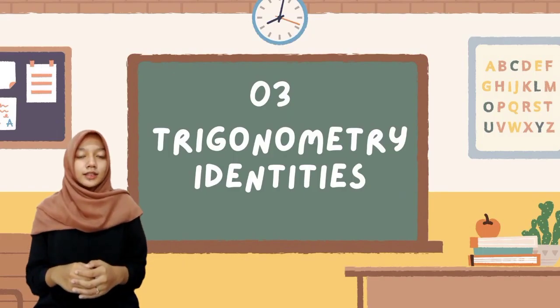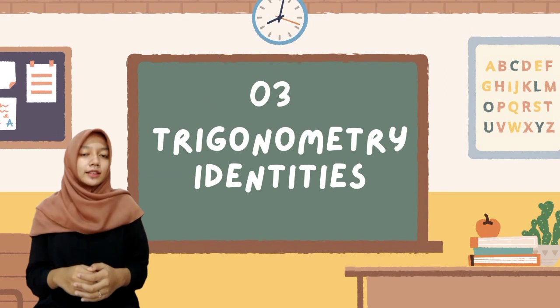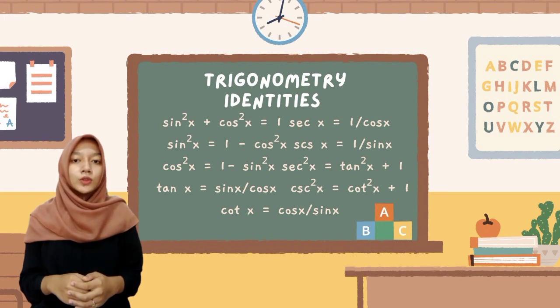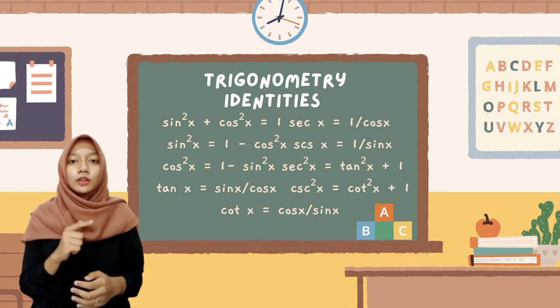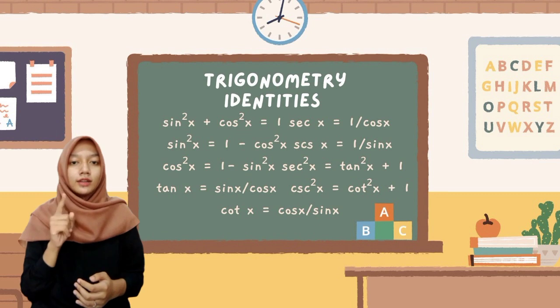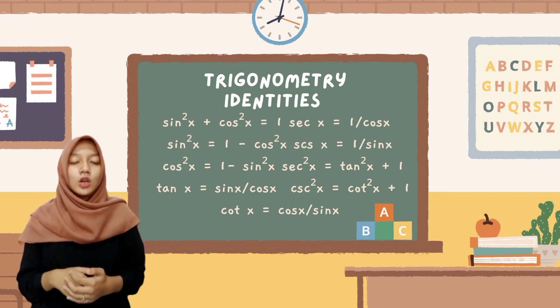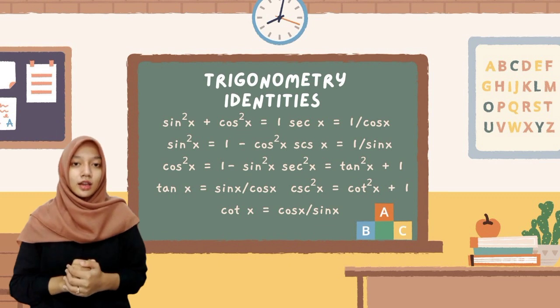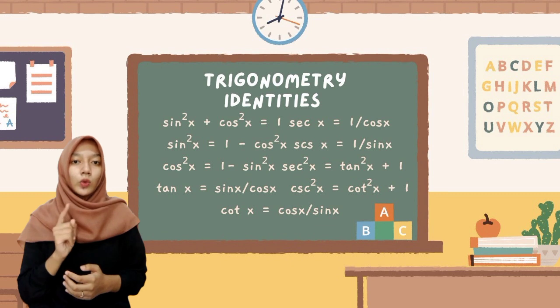The last material is trigonometry identities. Trigonometry functions have identities: sin square x plus cos square x equals 1. Sec x equals 1 divided by cos x. Sin square x equals 1 minus cos square x. Cosec x equals 1 divided by sin x. Cos square x equals 1 minus sin square x.